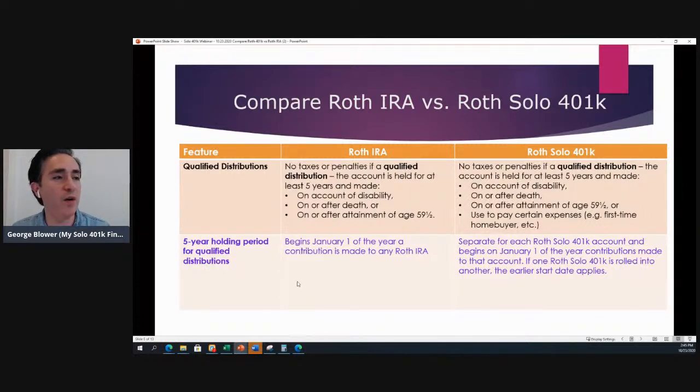So another difference though is when the holding period starts. With the Roth IRA, it begins January 1 of the year a contribution is made to any Roth IRA account. Whereas with the Roth Solo 401k, it's separate for each Roth Solo 401k account. So it begins on January 1 of the year contributions are made to that account. So if you do roll over a Roth Solo 401k into another account, the earlier start date applies.